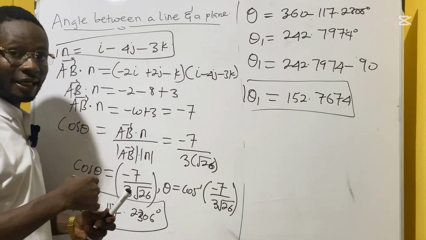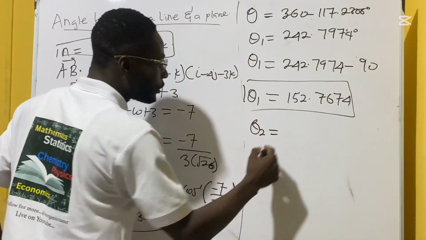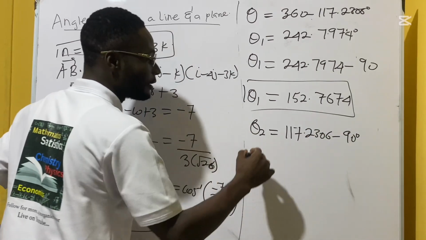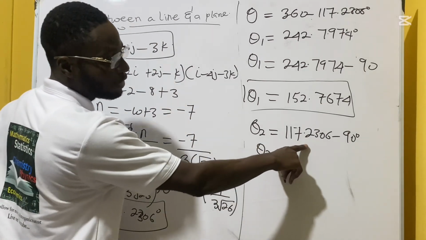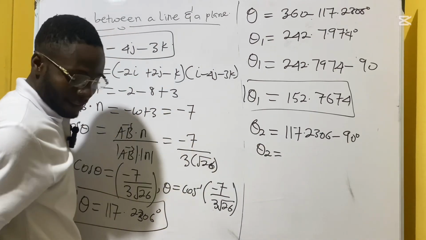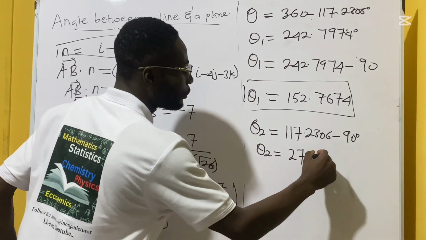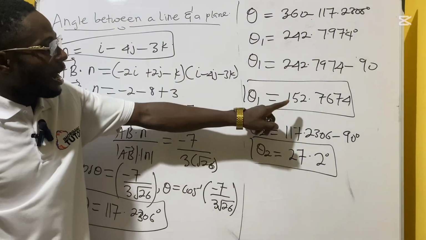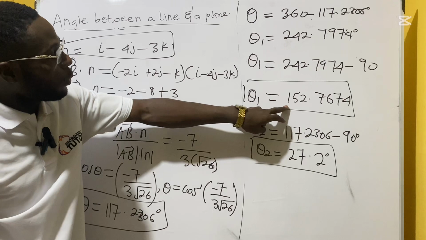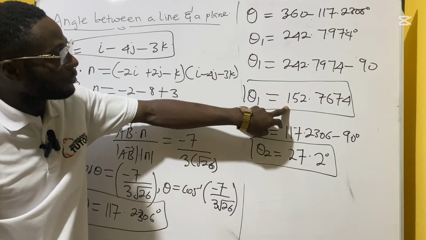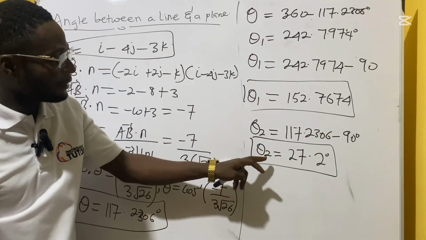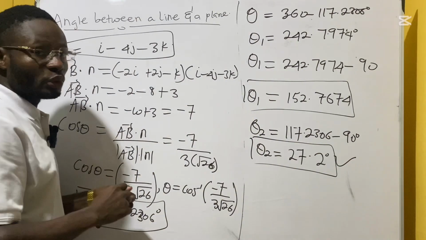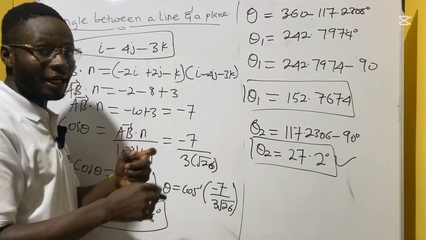So to have the other angle, theta 2 will be equal to 117.2306 minus 90 degrees. So our theta 2 will be equal to 117.2306 minus 90, which is basically 27.2 degrees. So from here, we can see clearly that our angles are 152.7974 degrees and 27.2 degrees. So these are the angles between the line and the plane.